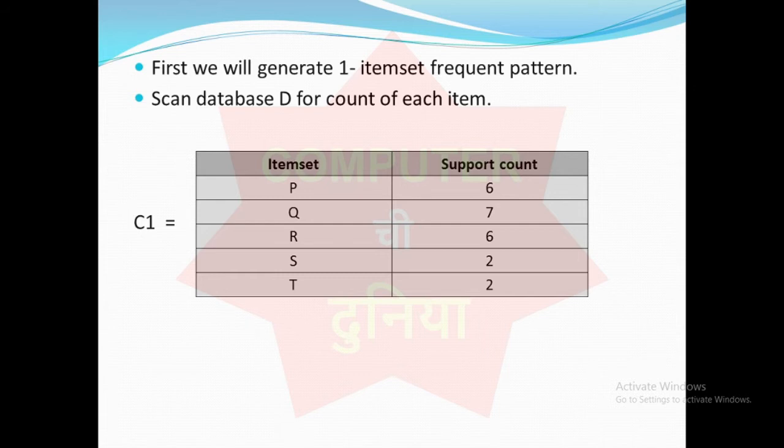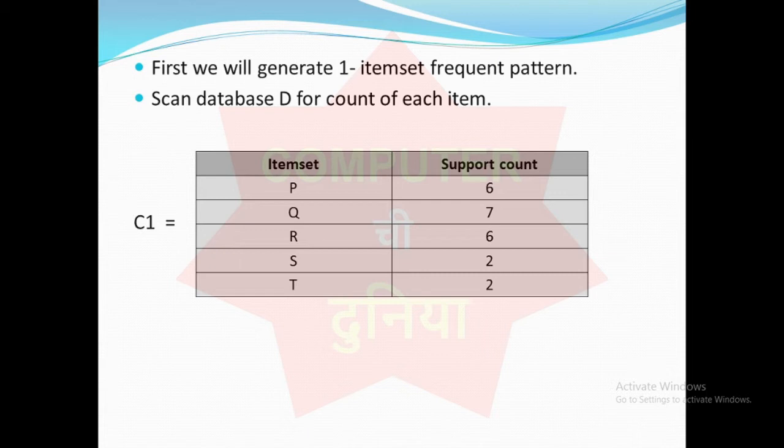The first step is to generate the one item set frequent pattern. For generating it, first we scan our database D, which we have done previously, and find out we have 5 individual items. One item set means our item set contains exactly one element. We will represent the candidate item set by C1. It will contain two columns, item set and support count. The item set column contains the individual items, which are P, Q, R, S and T.